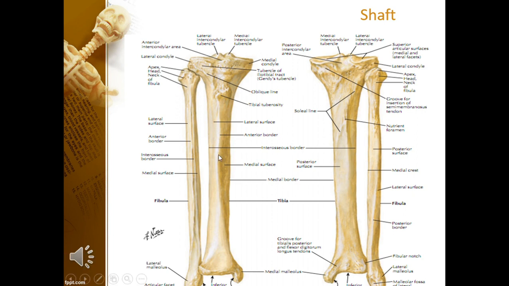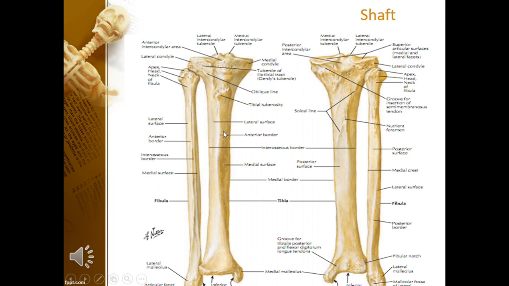Shaft of tibia has 3 borders and 3 surfaces. You can see a very prominent anterior border extending from tibial tuberosity superiorly to the anterior border of medial malleolus inferiorly. This border along with the adjacent medial surface is subcutaneous, so it can be felt on the leg, and these two structures are collectively known as shin in layman language.